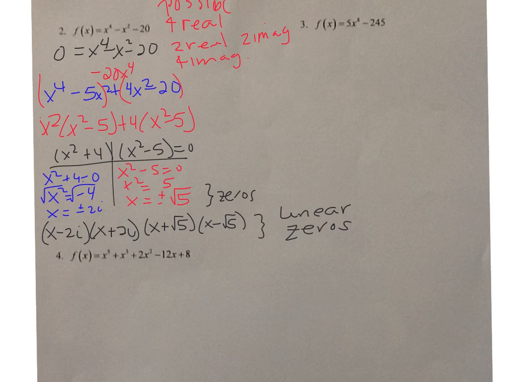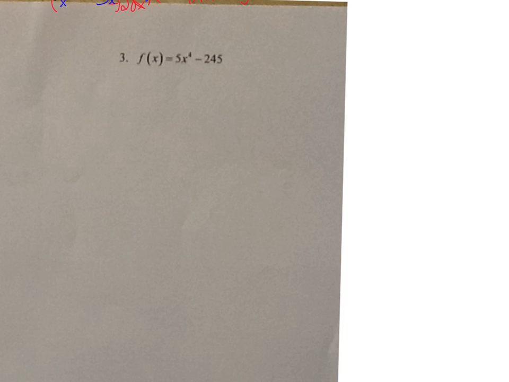Okay, so let's take a look at number 3. So I have, my degree is 4, so that means I could have 4 real zeros. Going to write this down. Let me move this all up actually. Okay, so I can have 4 real zeros. I can have 2 real, 2 imaginary, or I can have 4 imaginary. Okay, so now let's start solving this.